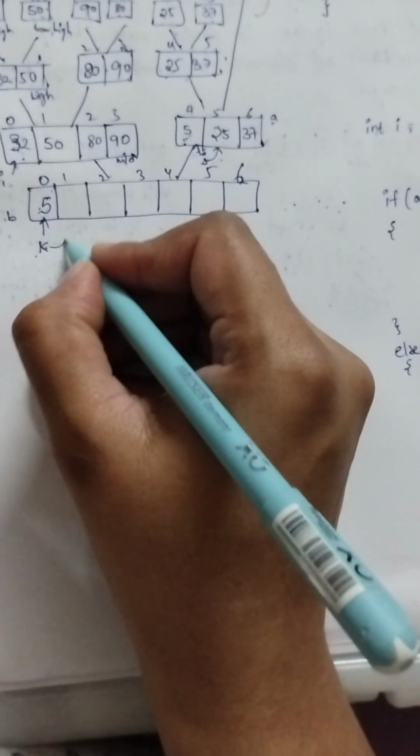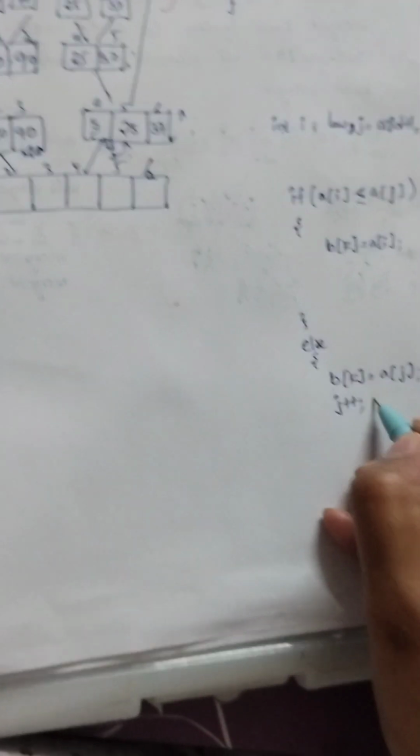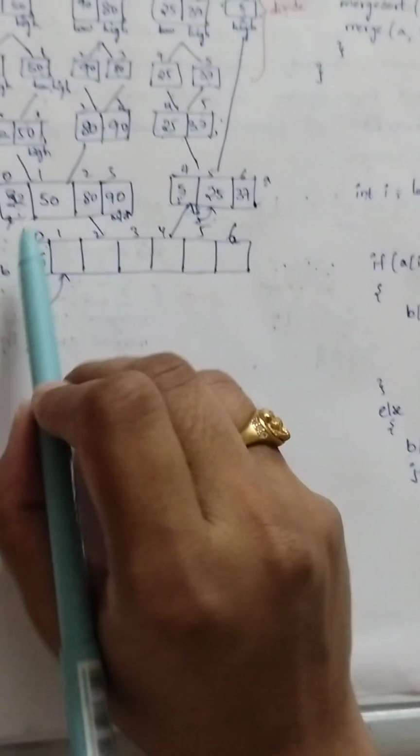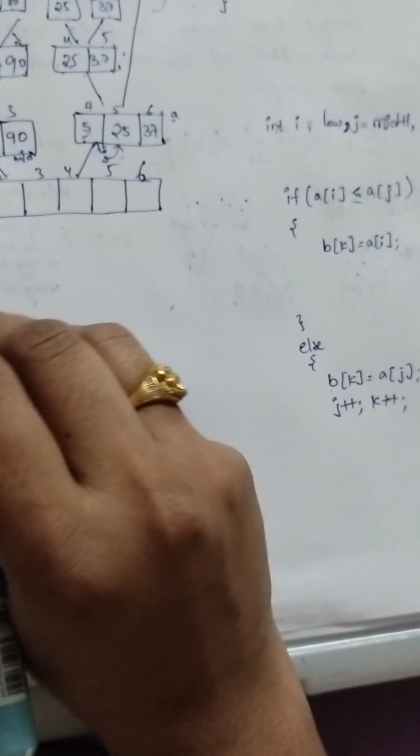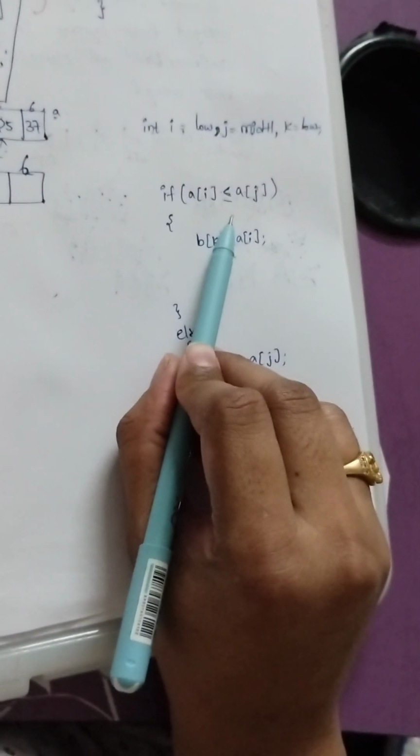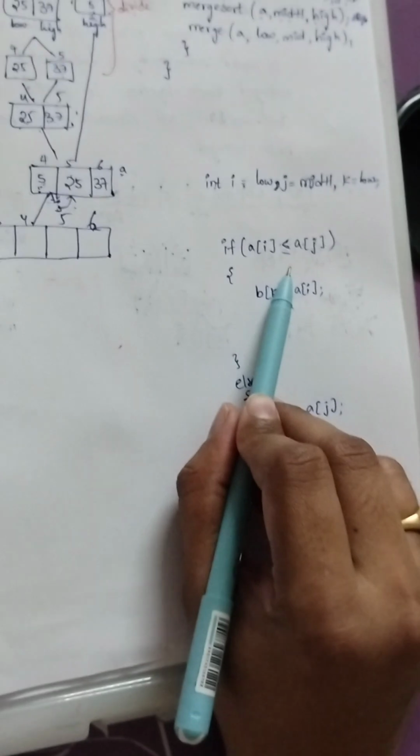And one element has come into b of k, right? So what we need to do here, again increment the k. So here we are going to do k plus plus. Okay, so now making comparison of a of I with a of j. What is a of I? 32 is less than or is equals to 25. Is this condition true? No, false.